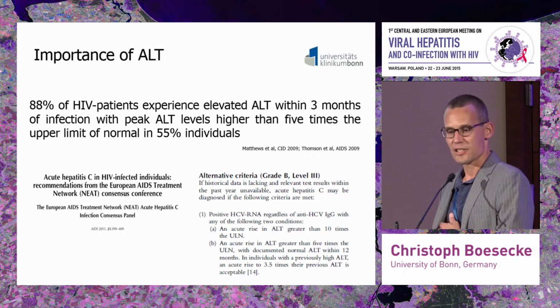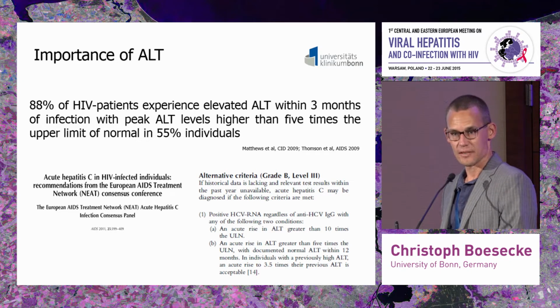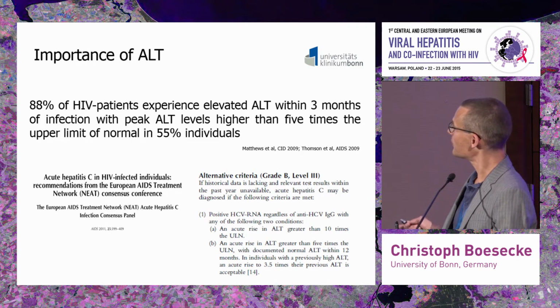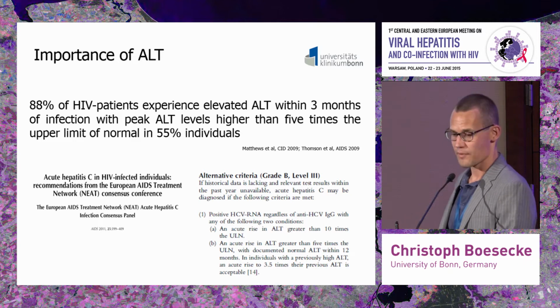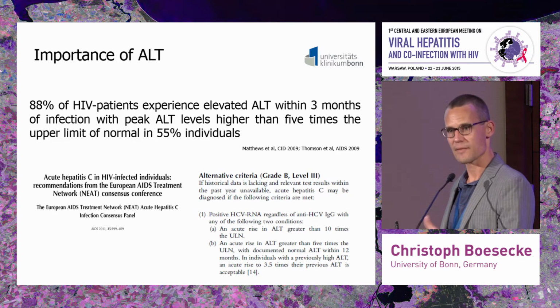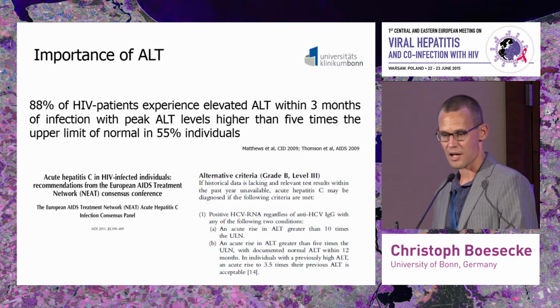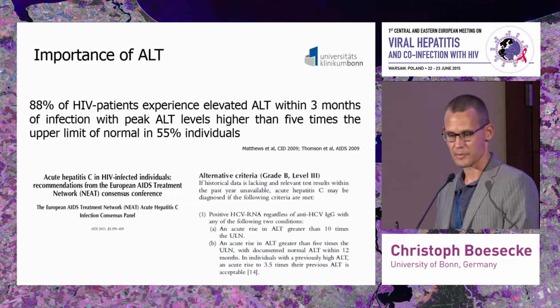ALT elevation actually occurs in 88% of acute hepatitis C infected patients with HIV, and more than half of the patients will actually have an increased ALT which is more than 5 times the upper limit of normal.